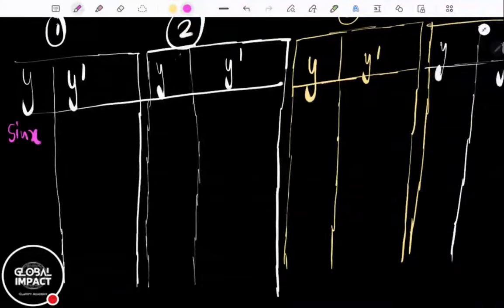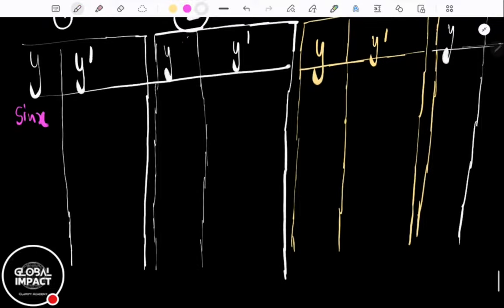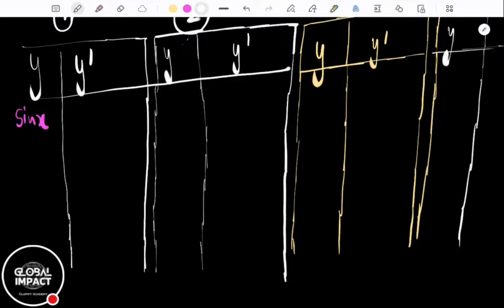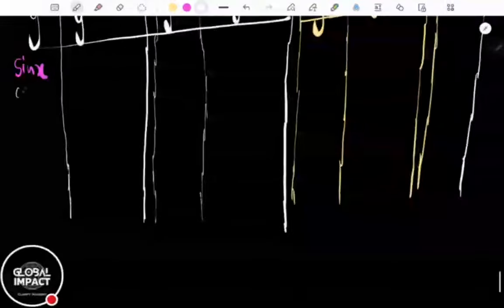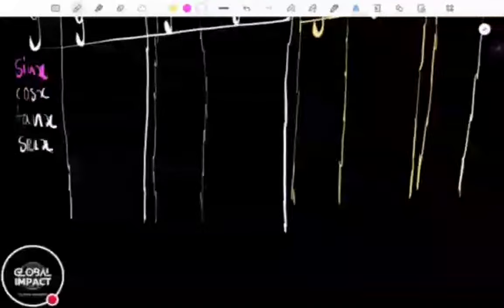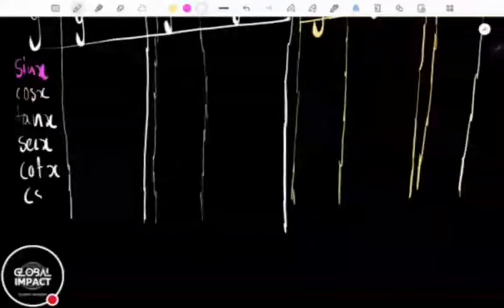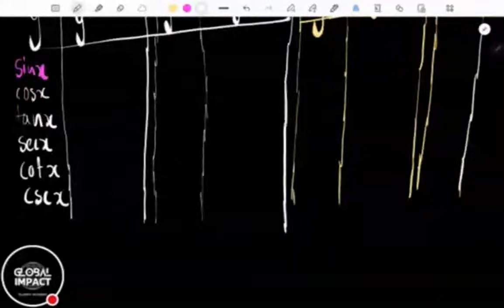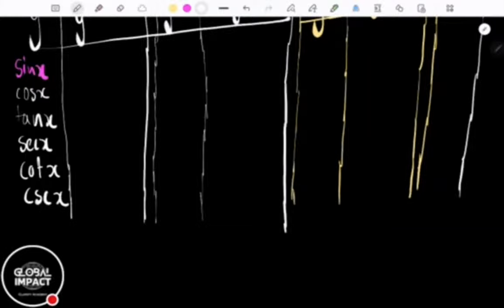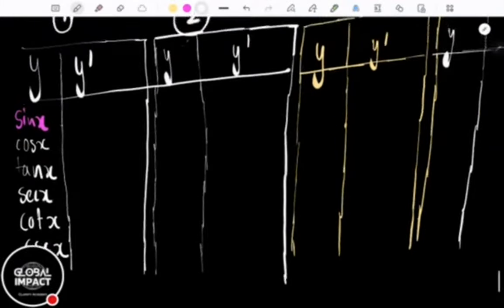Sine x, please put them in the order I am giving you right now. You have to remember these tables or else you haven't started yet. When you get into your test, at the back of your paper, you're going to put these tables down. Cos x, then tan x, then sec x, then cot x, then cosec x. Put the 6 trig functions in this order.